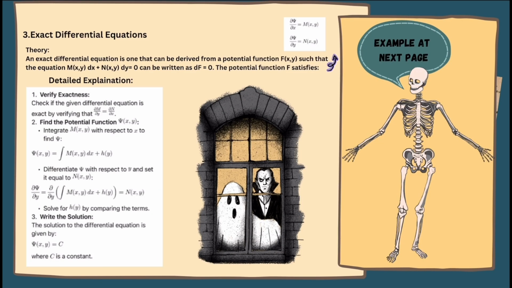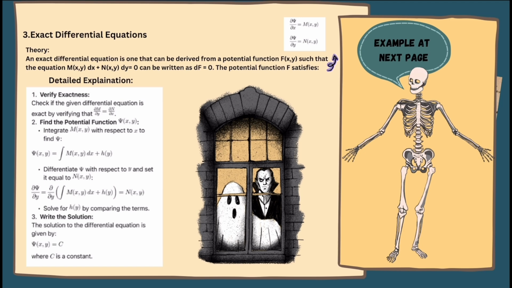Well, the third one is exact differential equation. An exact differential equation is one that can be derived from a potential function psi(x,y) such that the equation M(x,y)dx plus N(x,y)dy equals 0 can be written as d psi equals 0. The potential function psi satisfies d psi/dx equals M(x,y) and d psi/dy equals N(x,y).